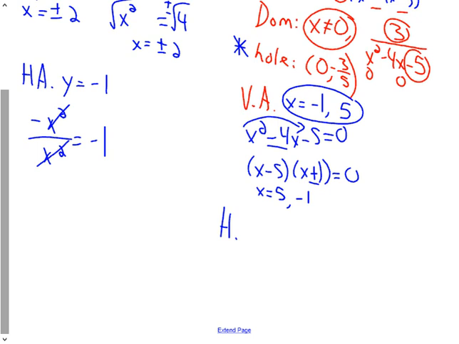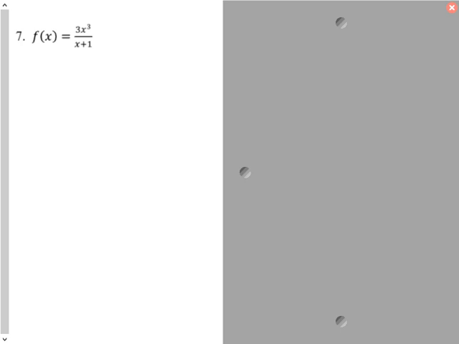Our horizontal ones are, we're looking at 3 over x squared. Right? X squared wins. The degree is 2 on the bottom, 0 on the top. This is going to be a y equals 0 asymptote. Next one, if you're getting the feel for it, pause the video and try to solve it on your own.